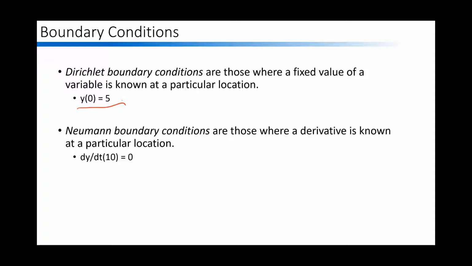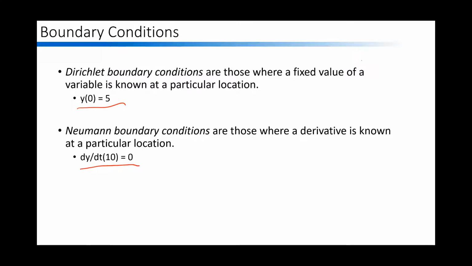Neumann boundary conditions, however, are cases where we know a derivative. This could be, for instance, dy/dt at 10 equals 0. This is going to be a little bit different, right? We know what a derivative is. As we go through the rest of this lecture, we're going to approach both of these.